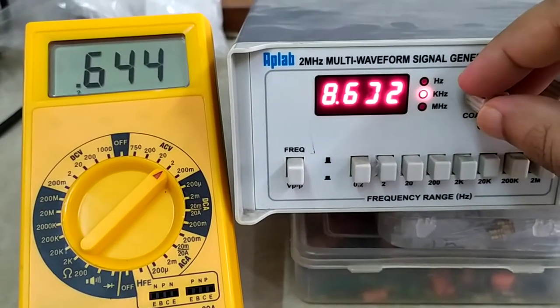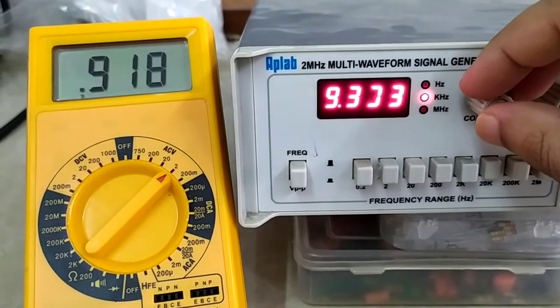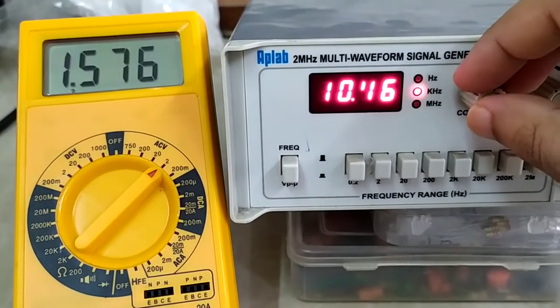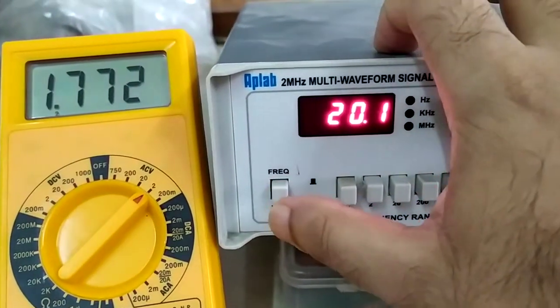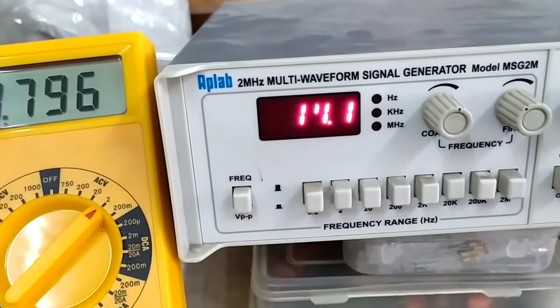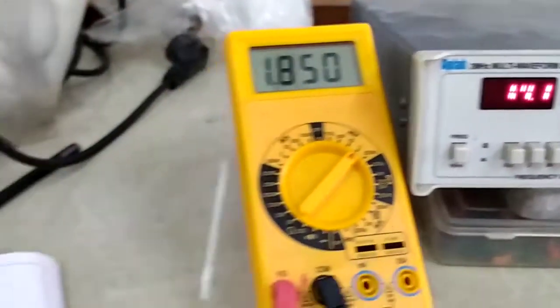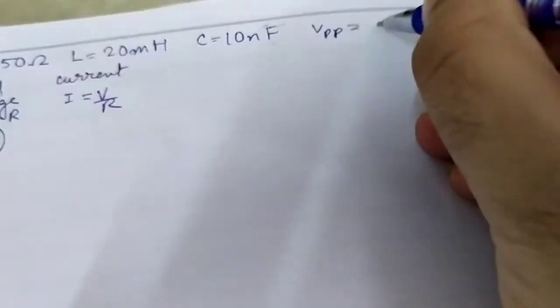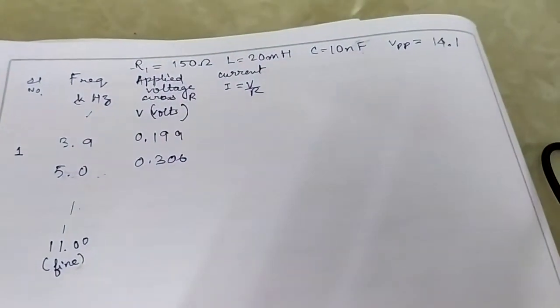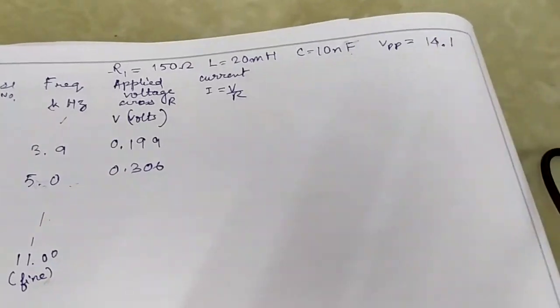Okay. So, this is our instrument, and for this setup you will change the values of the applied frequency and do the recording. And you can check what the voltage is here, around 14.1 peak to peak. I will record this VPP to be 14.1.